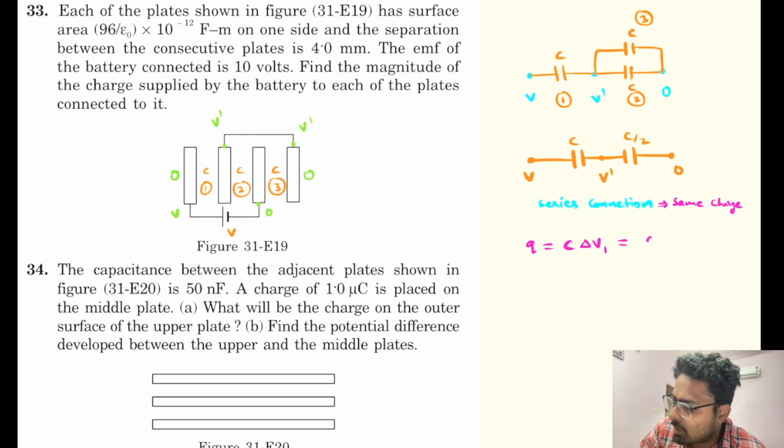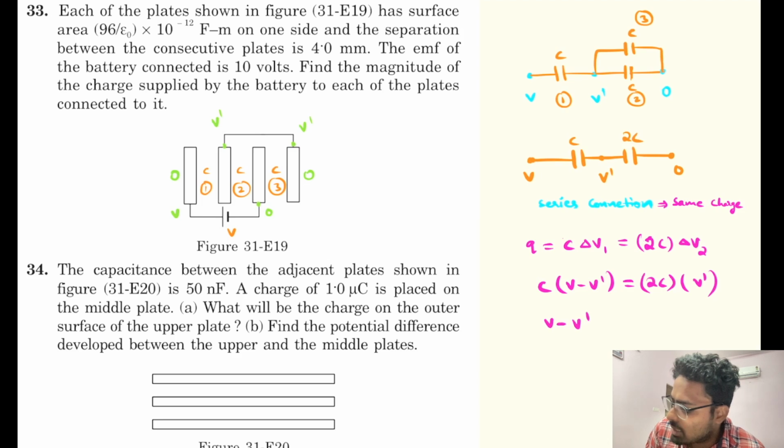Why 2C? They are in parallel, right? Parallel means for capacitors we'll just add them. So C and C will be 2C. So C delta V1 and 2C into delta V2. So C into delta V1 is nothing but V minus V dash, and 2C into delta V2 is nothing but V dash minus 0. So the C's will get cancelled.